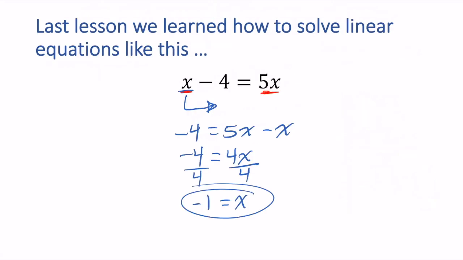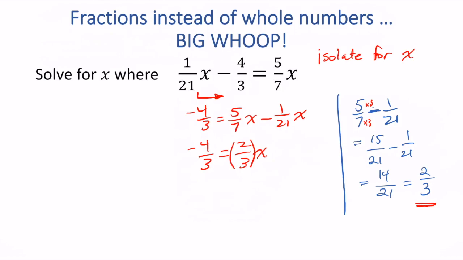Well, what did we do here? This represents 4 times x. And in order to get rid of it, we had to divide by 4. And what we do to one side of the equation, we have to do to the other. So what we're trying to do here is we're going to actually divide this side by 2 over 3. And we're also going to divide the left side by 2 over 3.